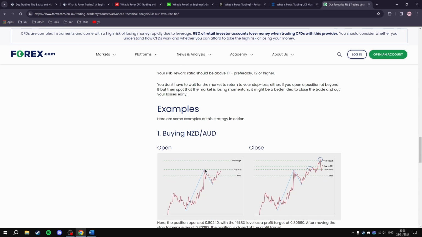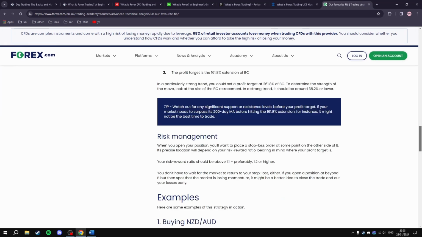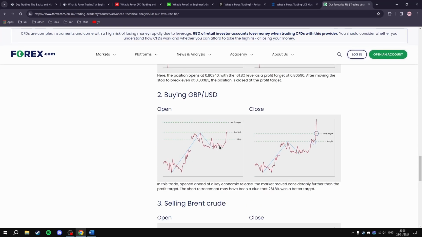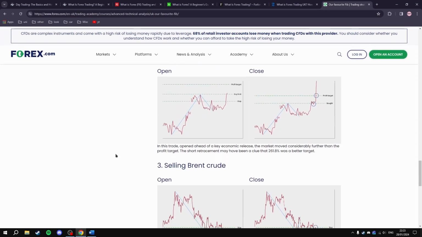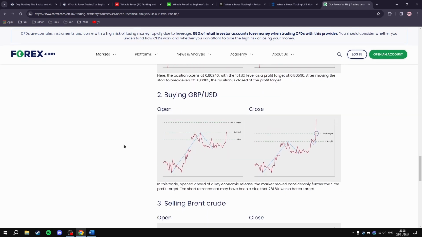Oh, so you buy where that point is at. Right, I see. That distance there is C, basically. Right, okay, selling Brent crude. Oh no, buying GBP USD.